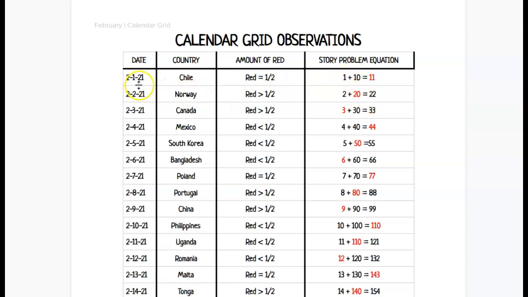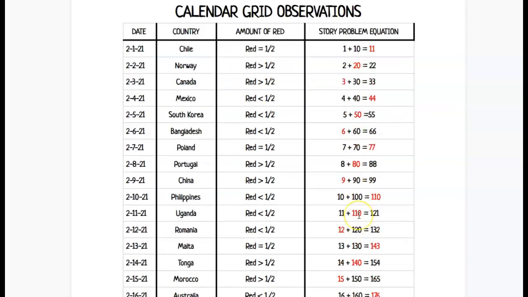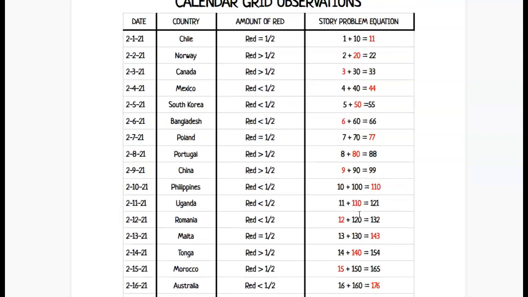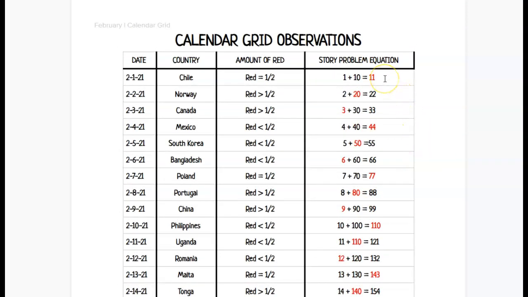On February 1st, we had 10. On the 2nd, 20, then 30, 40, 50, 60, all the way down through our last day. You also noticed that our sums were going up by 11 every day. There was also a pattern in our missing parts. It went sum, second addend, first addend. Sum, second addend, first addend, and repeated and repeated.